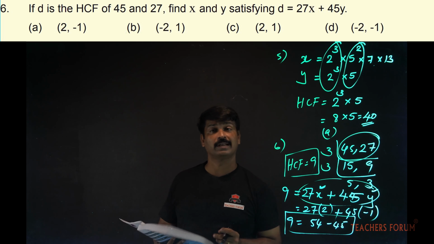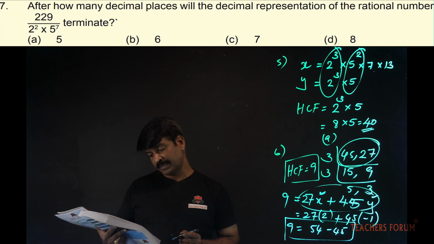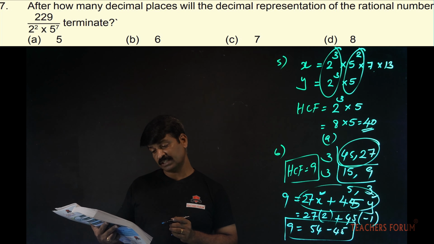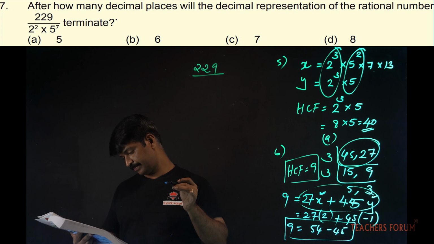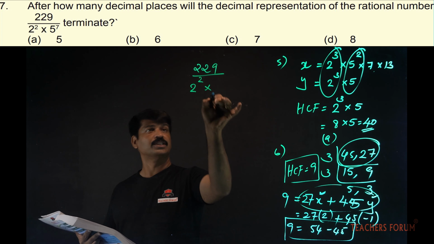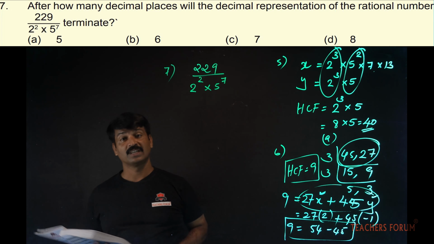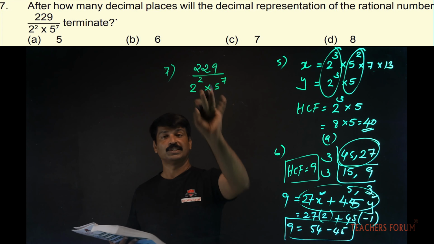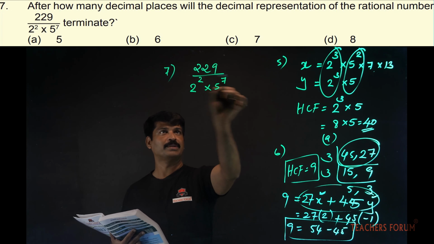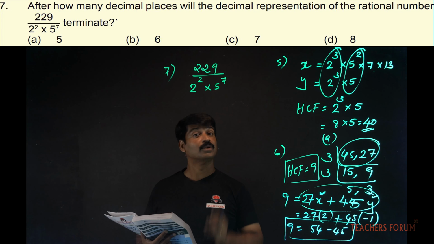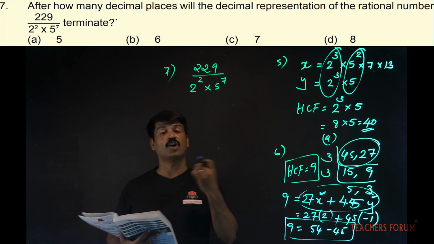Okay. Now let us read question number 7. After how many decimal places will the decimal representation of the rational number 229 divided by 2 raised to 2 into 5 raised to 7 terminate? That is question number 7. After how many places of decimal it will terminate? You know the condition for terminating a decimal expansion. The denominator should be of the form 2 raised to m into 5 raised to n. So it is of the form. So it will terminate, sure. The question is after how many places?